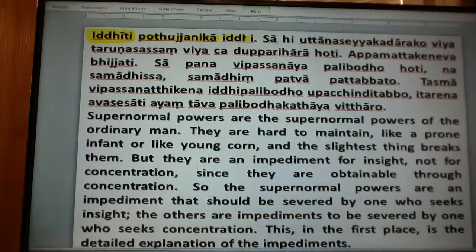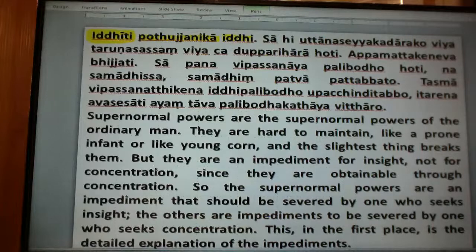Puthujanika Iddhi. So Puthujanika Iddhi means of an ordinary person, Puthujana. Iddhi is a kind of supernormal power. So for a Puthujana, a general or ordinary person, supernormal power is an impediment.